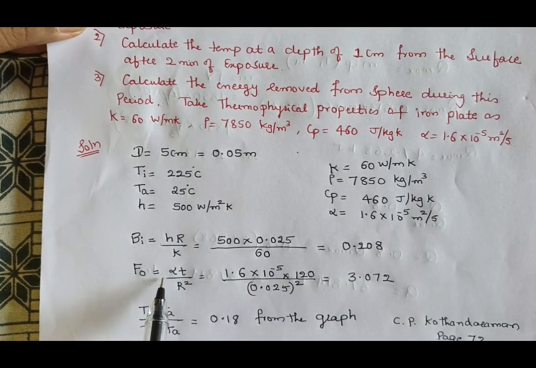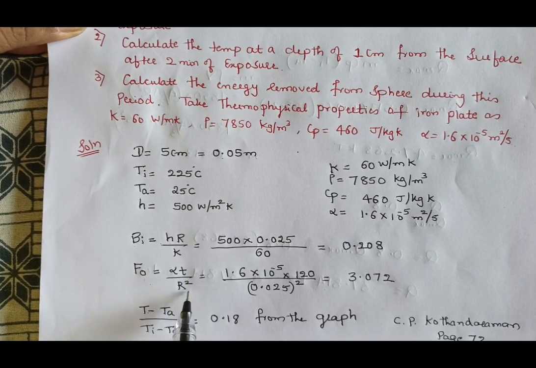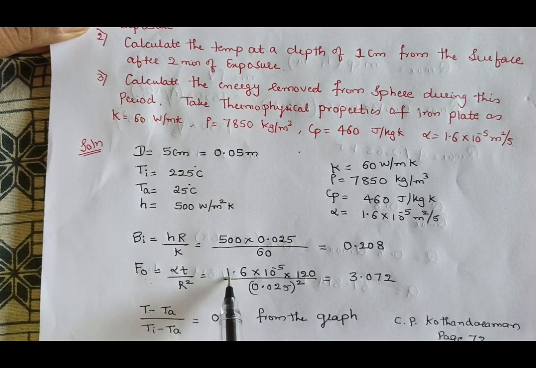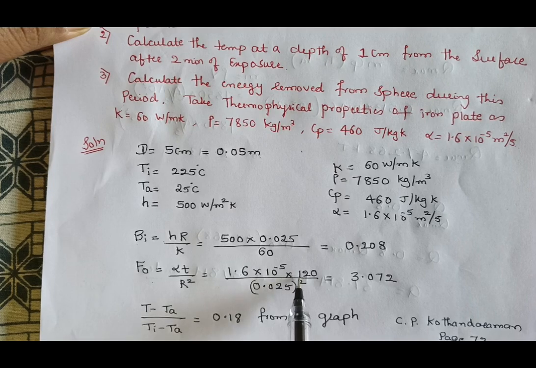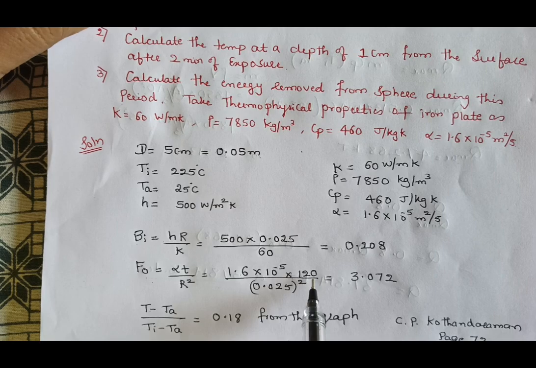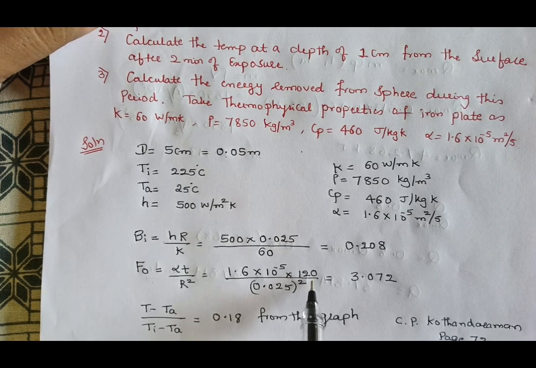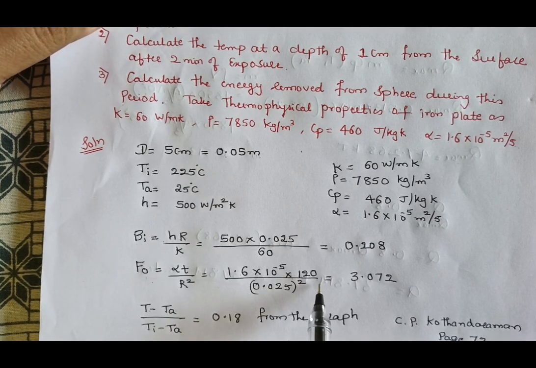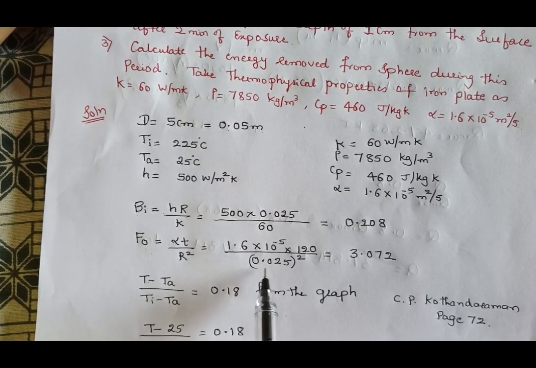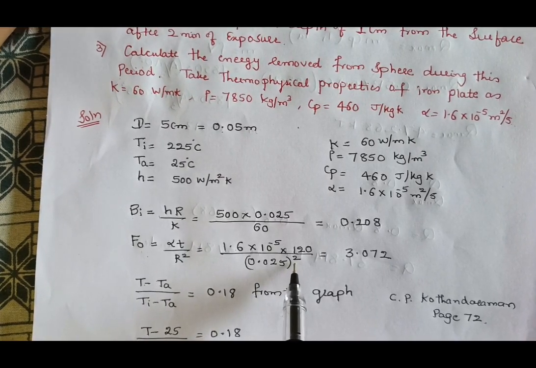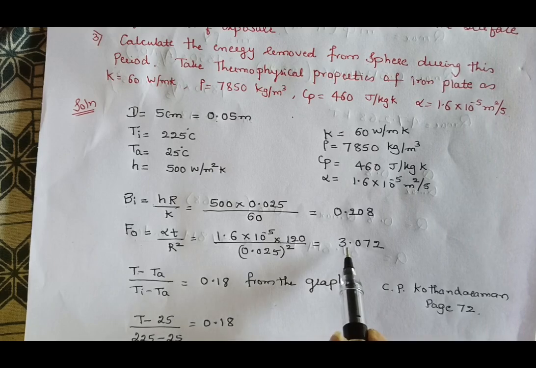Next we will calculate the Fourier number. Fourier number is given by the formula alpha t divided by R square. Alpha, the thermal diffusivity, is 1.6 into 10 to the power minus 5 meter square per second, into t, where we substitute 120 seconds, because in the first part of the problem we must calculate the center temperature 2 minutes after the start of the exposure. 1 minute is 60 seconds, so 2 minutes is 120 seconds, divided by R, 0.025, squared.